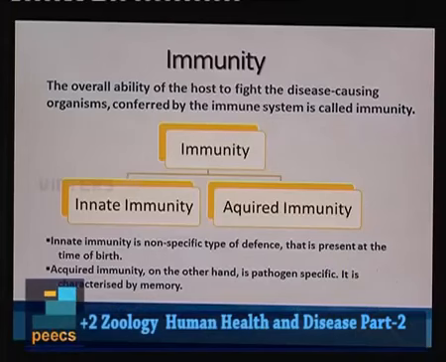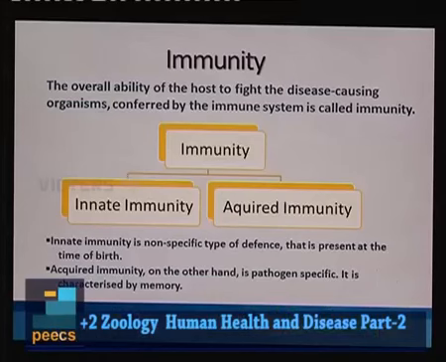First of all, what is immunity? Immunity is the overall ability of the host to fight the disease causing organisms conferred by the immune system. Immunity can be divided into two types: innate immunity and acquired immunity. Innate immunity is a type of immunity which is non-specific. Non-specific means it is not specifically identifying a microbe, and it is attained right at the time of birth itself.